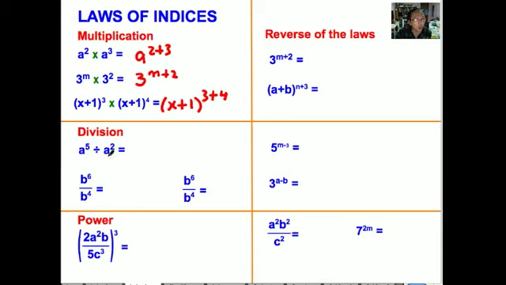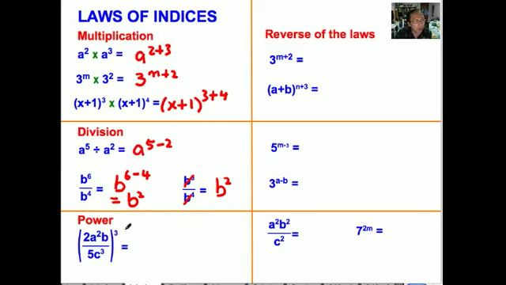As for the division rule, again we need the same base. We can subtract the powers. When the index form is in a fraction form, we take the power in the numerator, subtract away the power in the denominator, giving us b to the power of 2. The result can also be thought of as cancelling b to the power of 4, giving us b to the power of 2.